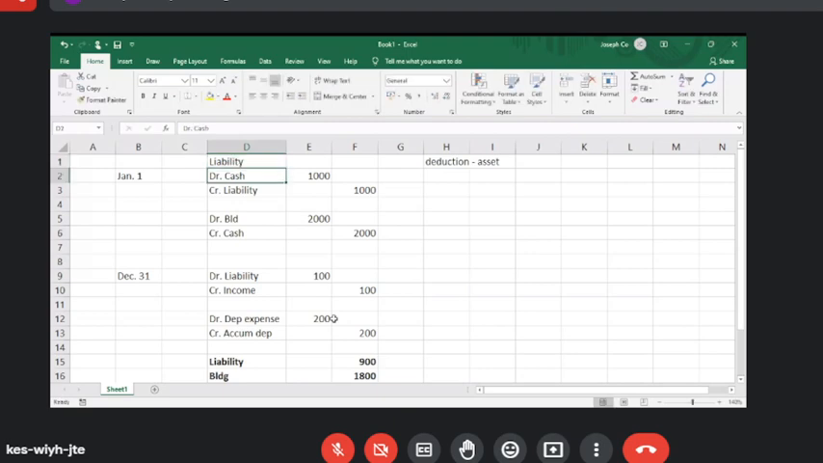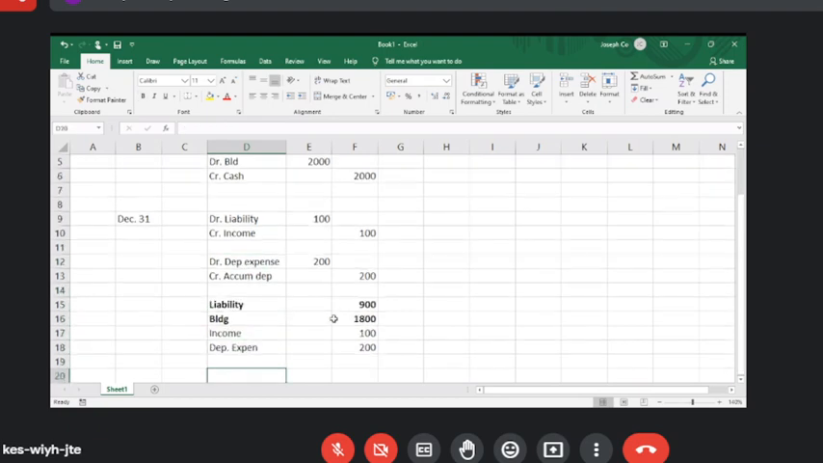we debit cash, credit liab, we debit building and credit cash. And then we amortize the liab, debit liab, and credit income. Total depreciation, debit depreciation, and credit accumulated. Sa FS, may liability tayo na 900, net book value ng building 1,800, income, and then depreciation.